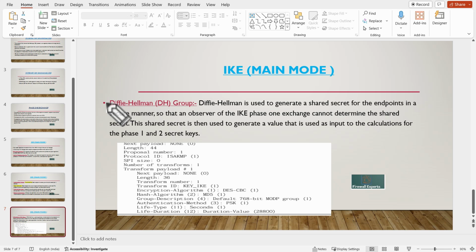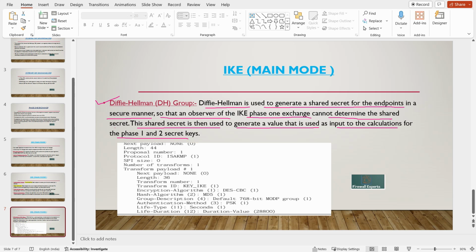The other thing they will exchange is the DH group. DH is used to generate a shared secret key for the endpoints in a secure manner, so that an observer of the IKE phase 1 exchange cannot determine the shared secret key. This shared secret key is used to calculate the phase 1 and phase 2 secrets. Using that shared secret key, further packets will be exchanged in the main mode, and the generated keys will be used by phase 2 also.